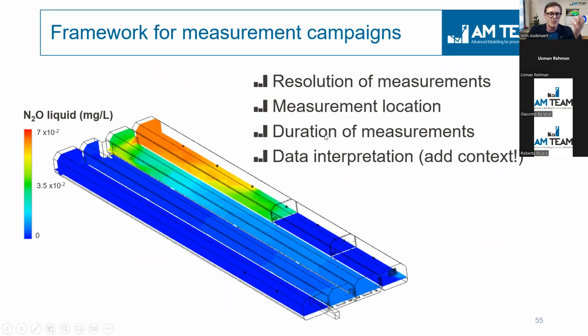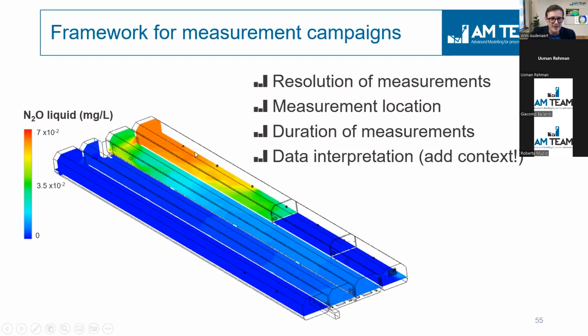How does it work? What do we really do on advising measurement campaigns? It is about the resolution of measurements. For example, how many sensors would you use in that specific plant, or are you using hoods or not? Can we optimize that? Can we maybe also look at the duration of your measurements? And what is very important, the location of the measurements.